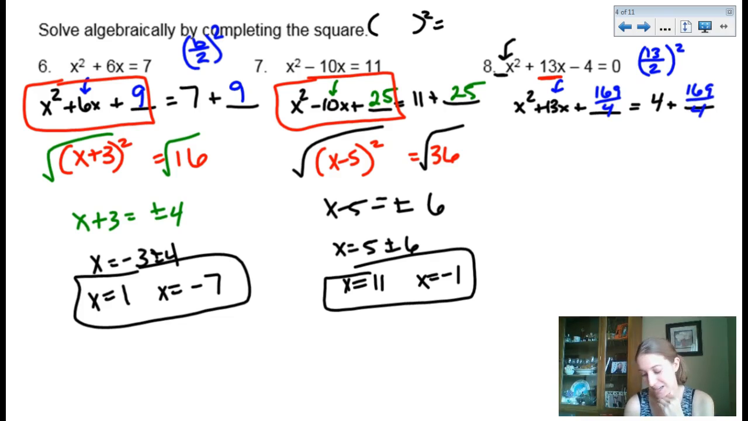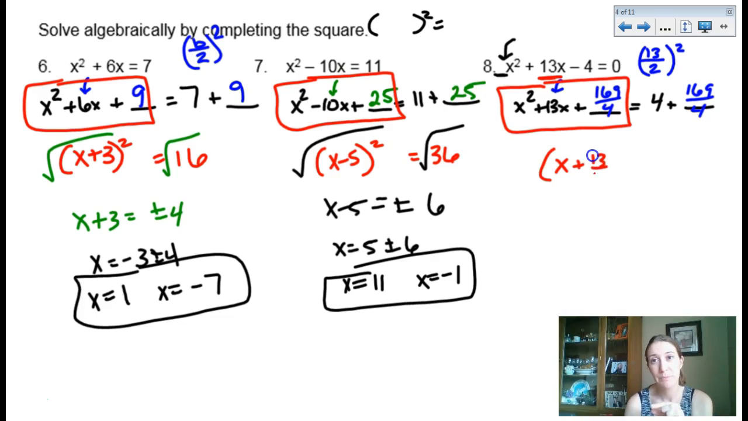Lovely. So what did that do? Well, the way this factoring pattern works is you don't have to think super hard about how it factors. It's always the x and then half of your b term. So half of your b term here would have been 13 halves.